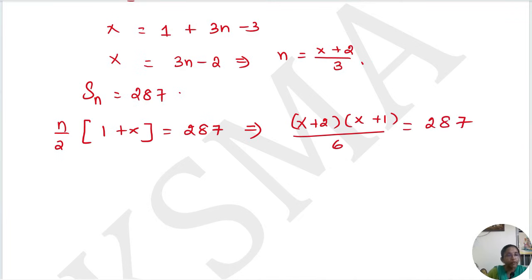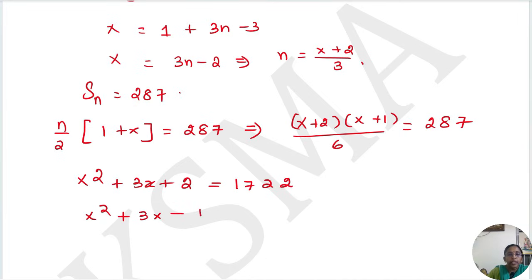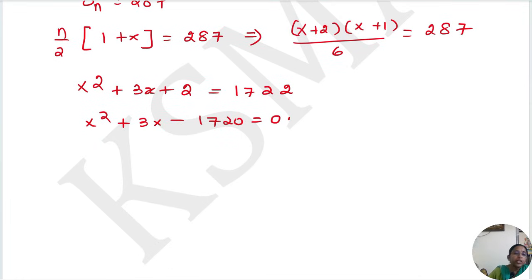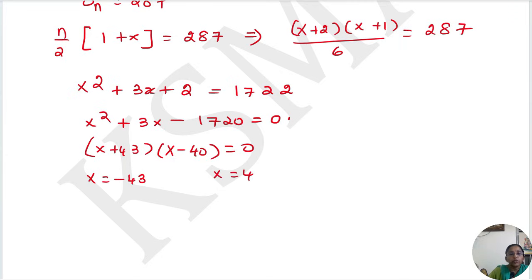Do your cross multiplication and form your quadratic equation. So x square plus 3x plus 2 is equal to 1722. So x square plus 3x minus 1720 is equal to 0. So do the factorization procedure. So (x plus 43) into (x minus 40) is equal to 0. So x is equal to negative 43 or x is equal to 40. So ignore this negative value and you can consider the value of x is equal to 40. So this is our final answer.